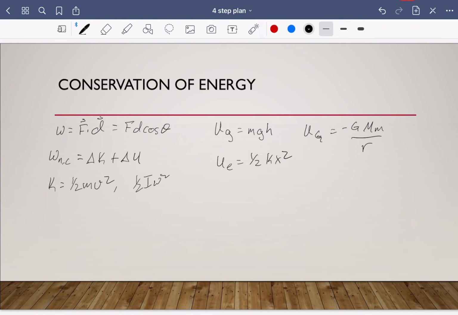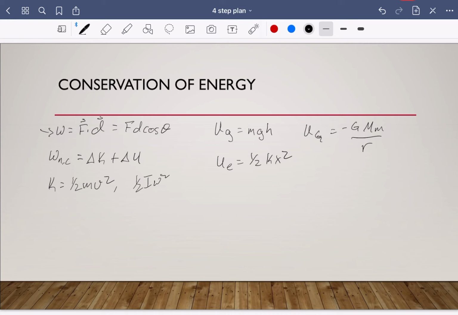Conservation of energy is a very important tool that we've talked about, and that says that energy is neither created nor destroyed, but it's actually converted from one form to another through work. And work is just the force in the direction of motion times the motion, or F dot d. And we can write that as F d cosine theta, where theta is the angle between the force and the displacement. Then we have the work energy theorem, which says that the work done by non-conservative forces is equal to the change in kinetic energy plus the change in potential energy.